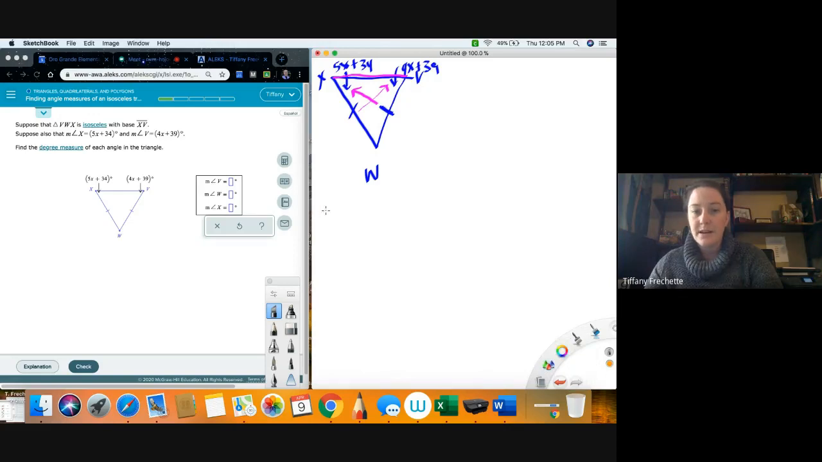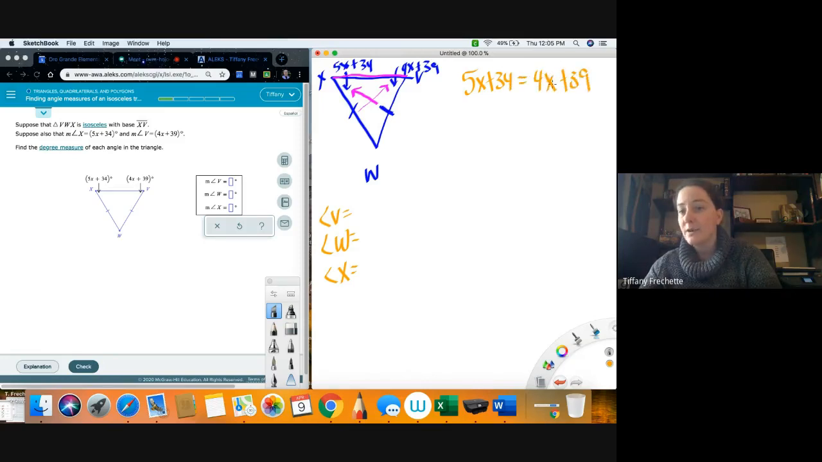And then don't forget, we're also going to have to find w. So I'm going to write this out over here. Let's see, we want to know v, w, and x. So don't forget, this is what we need to answer over here. All right, so let's start with the two angles we know are congruent. 5x plus 34 equals 4x plus 39.